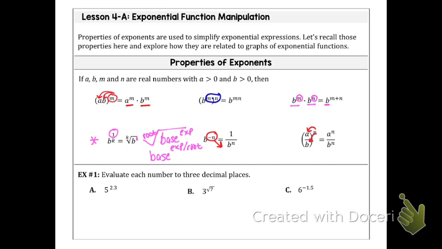Alright, then just some simple problems here in example 1. Says evaluate each number to 3 decimal places. So we're literally just going to type this in our calculators. So 5 raised to the 2.3. 3 raised to the square root of 7. And then 6 raised to the negative 1.5.